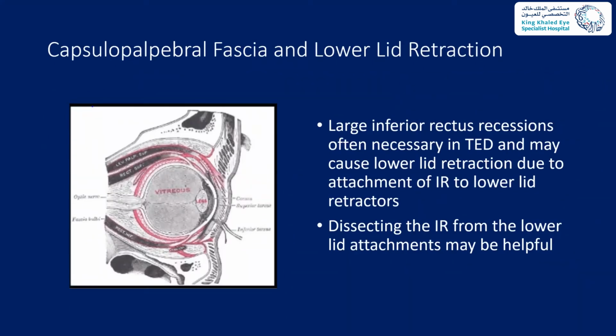Well, how about the capsulopalpebral fascia and lower lid retraction? We know that large inferior rectus recessions are often necessary in thyroid eye disease, and they may cause lower lid retraction due to the attachment of the inferior rectus to the lower lid retractors. Dissecting the inferior rectus muscle from the lower lid attachments may be helpful.